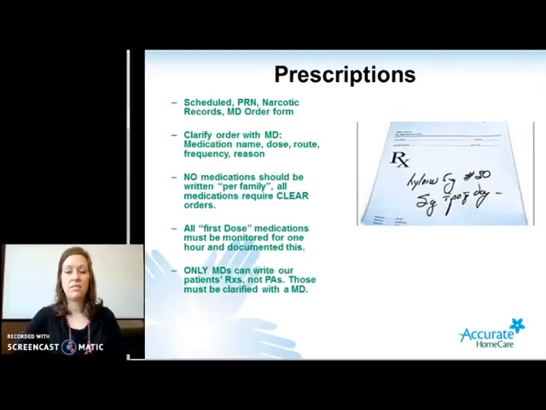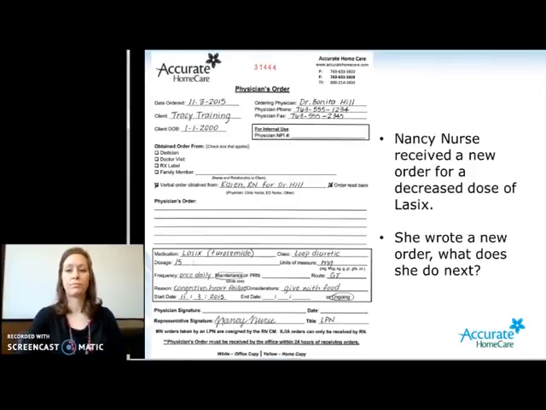If a patient is receiving a medication for the first time, so it's the first dose of a medication, you have to document the fact that it's a first dose and monitor the patient for 1 hour afterward, then documenting a set of vital signs and the patient's condition after that hour of the first dose of the medication. Only physicians can write our patients' orders. We can't take orders from physician assistants or nurse practitioners according to our accreditation.